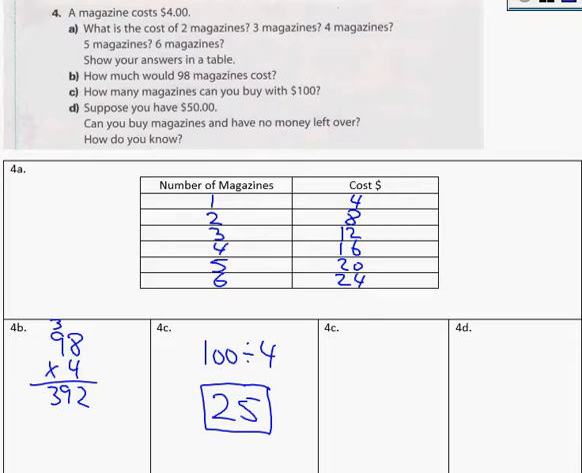Suppose you have $50. I've got 2 4Cs I just noticed here. Look at that. There's another 4C, which I don't need. I'll have to fix that later.